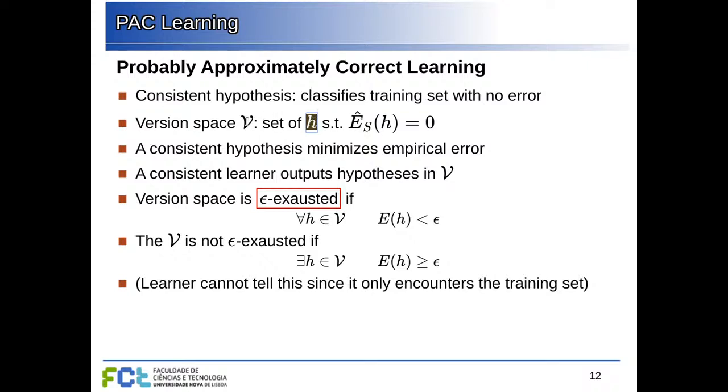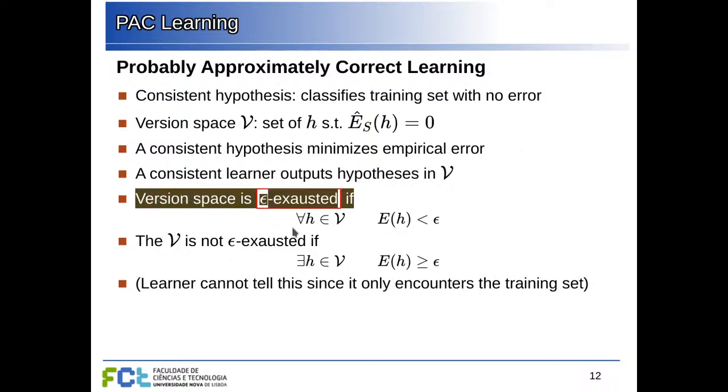So the version space is the set of consistent hypotheses in the hypothesis class. That is, hypotheses that have an empirical error of 0. Now, it must be true that a consistent hypothesis minimizes the empirical error, because we cannot have an error below 0. So a consistent hypothesis minimizes the empirical error. And if the learner is consistent, then it will output consistent hypotheses. That is, our learner can give us hypotheses that do not make mistakes in the training set. This is the idea of a consistent learner.